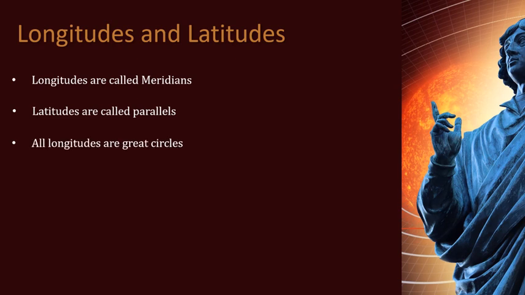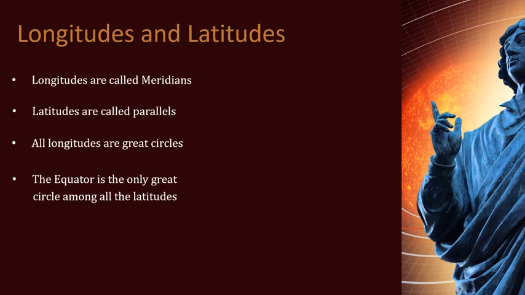All longitudes are great circles. A great circle is a line or a circle that will cut the earth's sphere into two equal parts. Longitudes are called great circles because any longitude you pick is going to cut the earth's sphere into two equal parts. This is the opposite when it comes to the latitudes. All the latitudes are called small circles except the equator, which is the only great circle among all the latitudes.